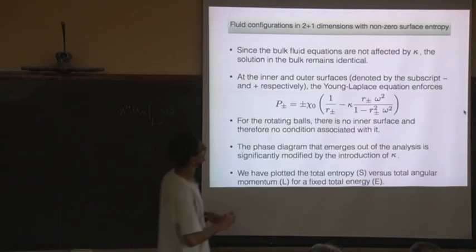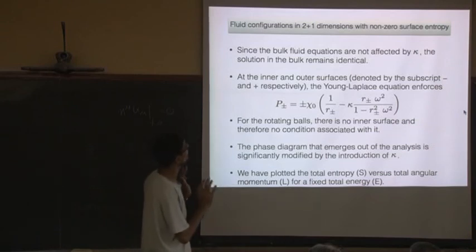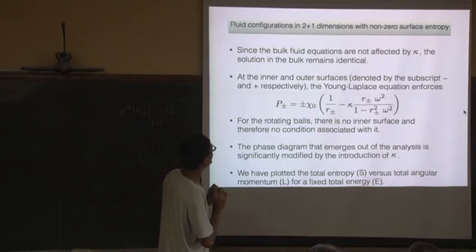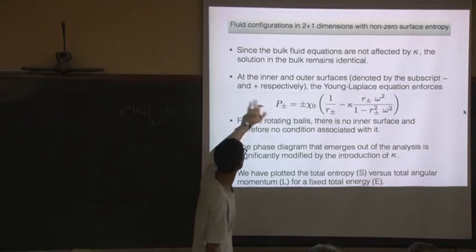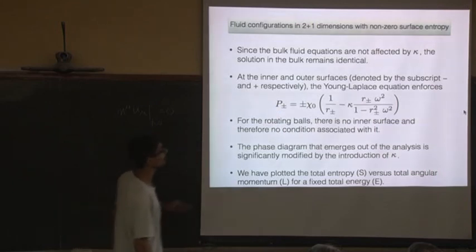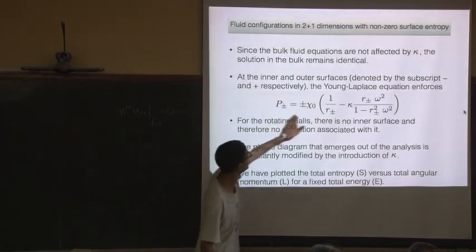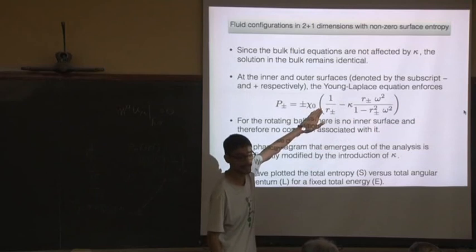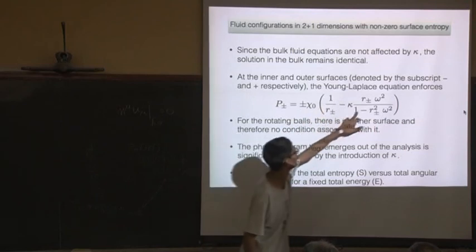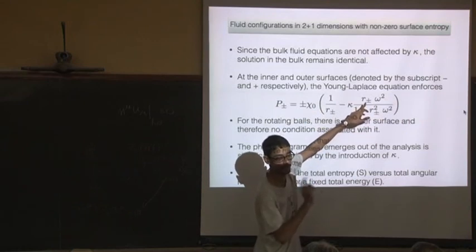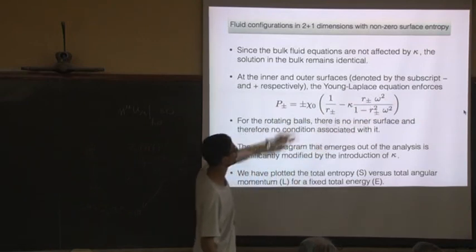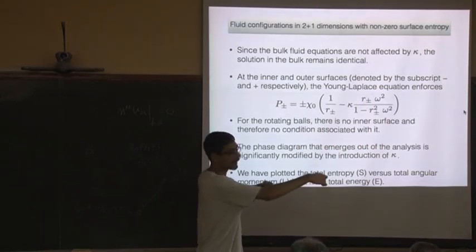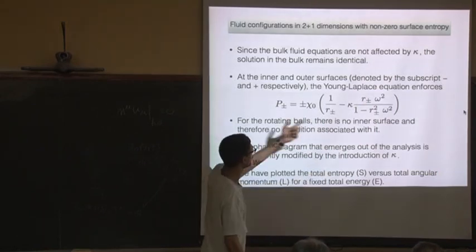So the bulk fluid equations are not affected by this kappa, and the solution in the bulk remains identical. At the inner and the outer surfaces for the rings, which are denoted by subscript minus and plus respectively, the Young-Laplace equation, or alternatively the stress tensor conservation equation along the normal direction, comes out to be like this. So if I forget this kappa term, this is what they gave. This is like the chi times k, the extrinsic curvature thing. But now I get a modification like this, where omega is the angular velocity, r plus and minus are the two radii. This is like an annulus, so there's an outer radius and an inner radius.